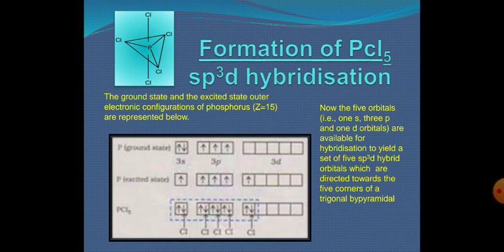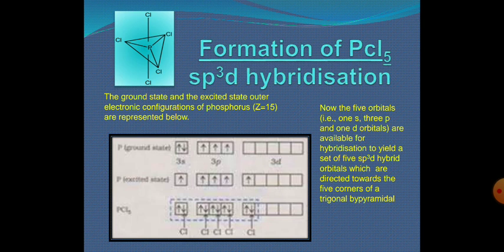Students, we are in the topic of chemical bonding and molecular structure. In our last lecture, we have already seen some examples of formation of ethene, ethyne, etc. Along with that, in today's lecture, we are going to learn a new concept from the same chapter, that is formation of phosphorus pentachloride.